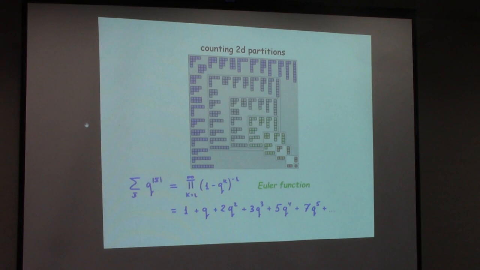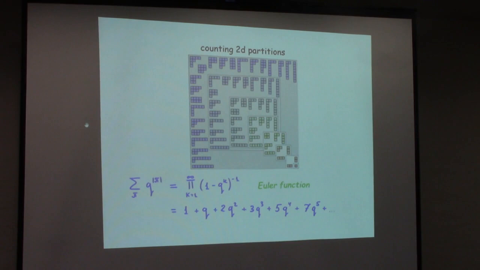Therefore, the coefficient in front of q to some power will be the number of Young tableaux of that size. This is a very classical old problem, which gives rise to a very nice q series with integer coefficients, just as we wish for in this much more general context. And the coefficients are 1, 1, 2, 3, 5, 7, and so on. As the picture illustrates, these are the numbers of Young tableaux or two-dimensional partitions of this size.